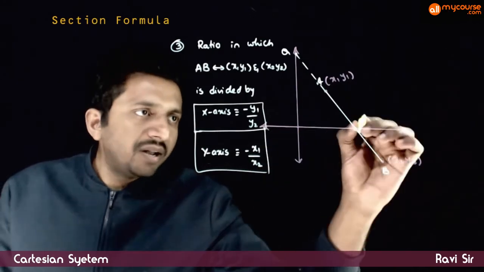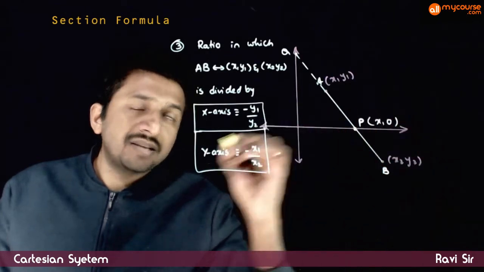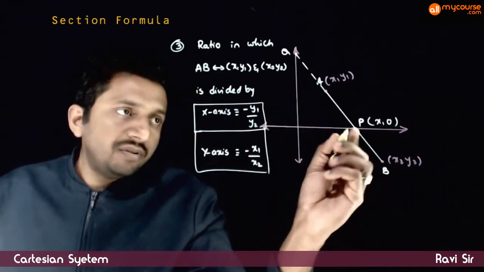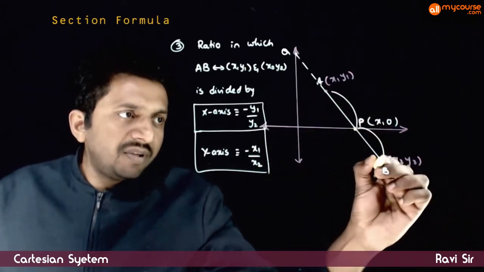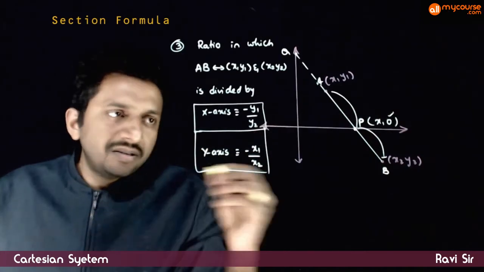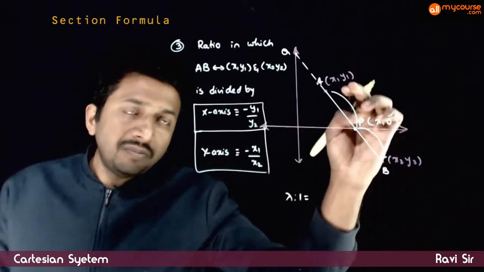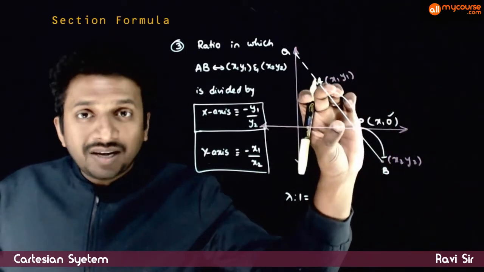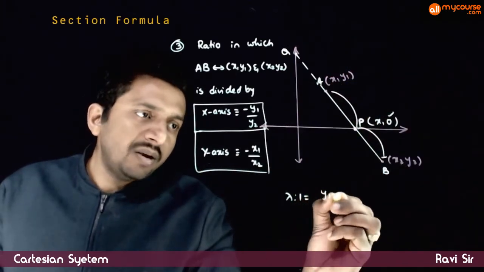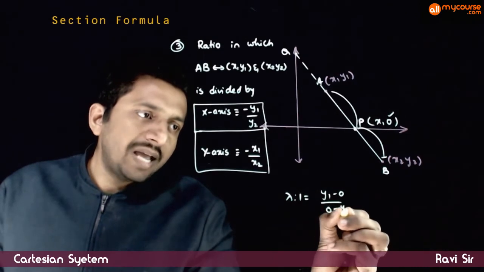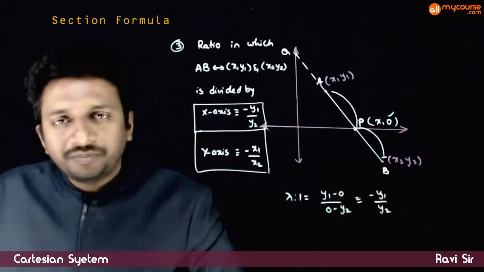The logic is very simple. If you have a point on x-axis, the point will be of the form x, 0. So the division ratio can be very easily found out using the y coordinates. So the ratio lambda is to 1 is nothing but y1 minus 0, because we have already seen that the ratio can directly be obtained by just taking the differences. So y1 minus 0 divided by 0 minus y2, that is nothing but minus of y1 by y2.